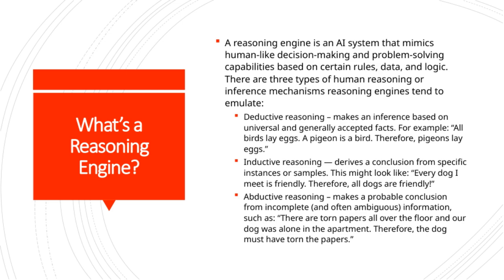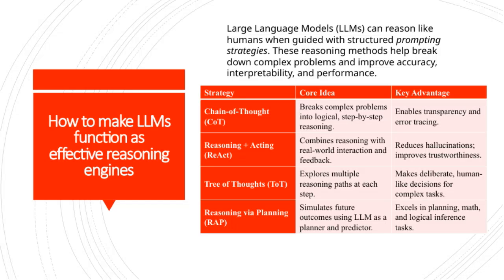Large language models, or LLMs, can actually reason like humans do when we guide them with structured prompting strategies. These reasoning methods are designed to help break down complex problems step by step, which not only improves their accuracy, but also makes their reasoning more interpretable and boosts overall performance. Let's look at some of the key strategies.